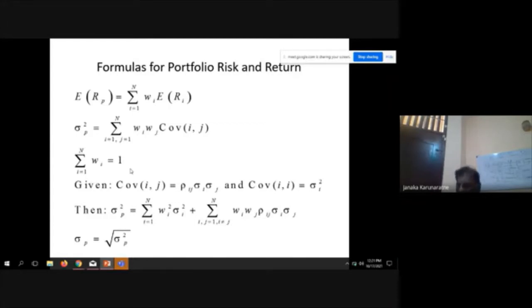Weight. You have a portfolio worth 10,000 rupees. You have invested 4,000 in investment 1, 4,000 in investment 2, and 2,000 in investment 3. So what is the weight of investment 1?